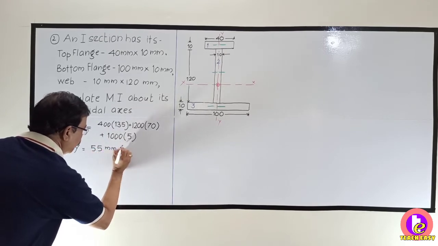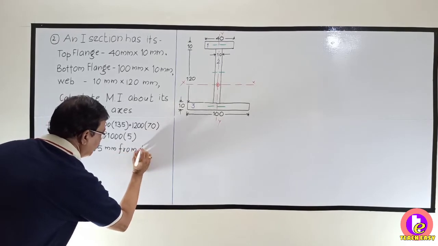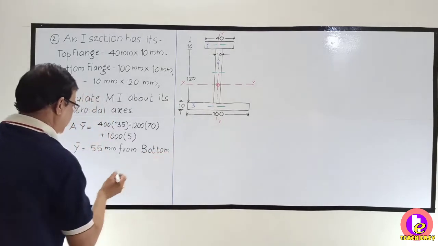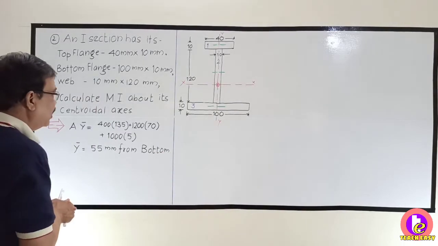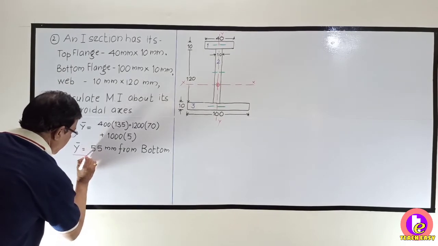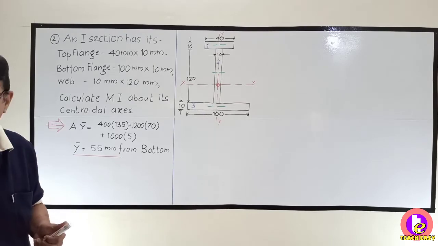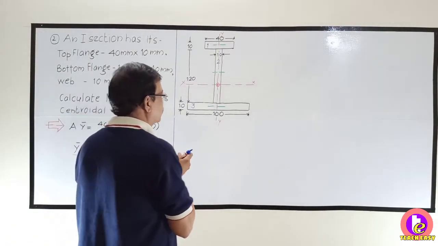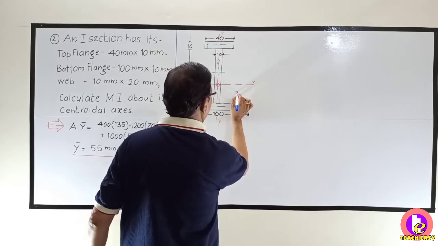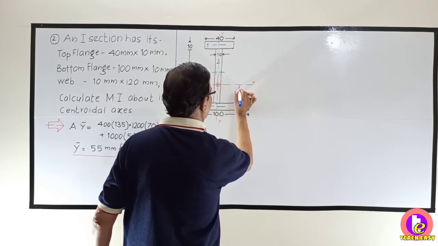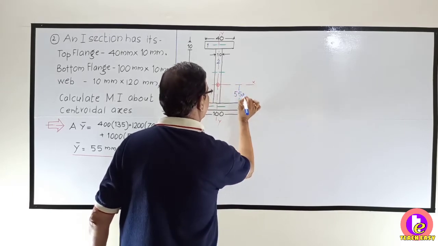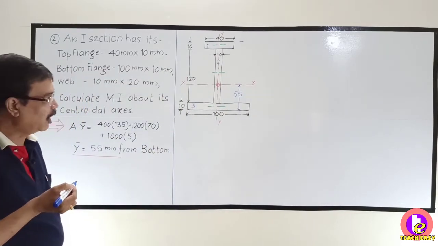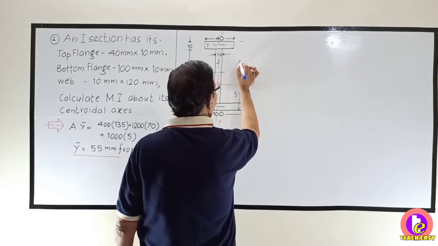from bottom. This is the additional step because this is an unsymmetrical section. Do you understand? So now this is Y bar, that is the distance of X axis from the bottom. So now I can write this particular distance as 55 mm, definitely from bottom. So what will be the remaining distance from top? Total depth is 140. So 140 minus 55, therefore it will be 85 mm.